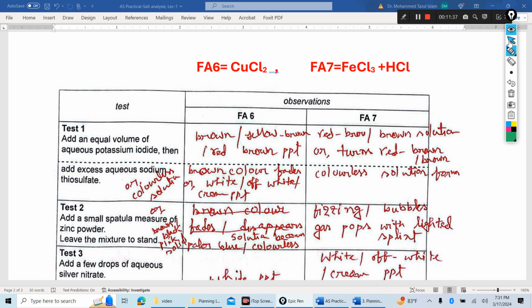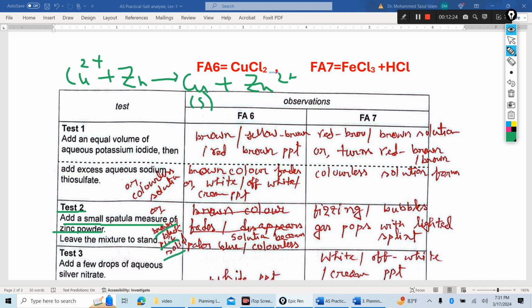Then test 2, add a small spatula measure of zinc powder. If zinc powder is added, this copper 2 ion, chloride ion, copper 2 ion and zinc, a displacement reaction happens: copper plus zinc 2 ion. Zinc is more reactive, so zinc loses electrons to form zinc 2 plus ion, and copper gains 2 electrons to form copper solid. So copper solid is pink-brown.